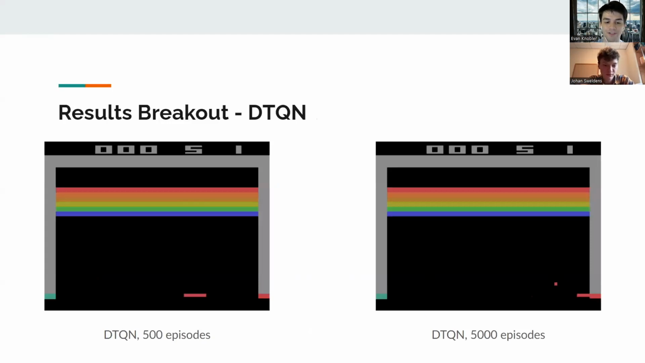Again, for the DTQN on the left side, we have 500 episodes. Notice that it tries to move towards the ball, but after it makes that first jump towards it, it doesn't move after that. Meanwhile, on the right side, after 5,000 episodes, it does very well at tracking the ball with the base, the bottom moving platform, and is able to follow the ball and score multiple points. So this was the best run overall.